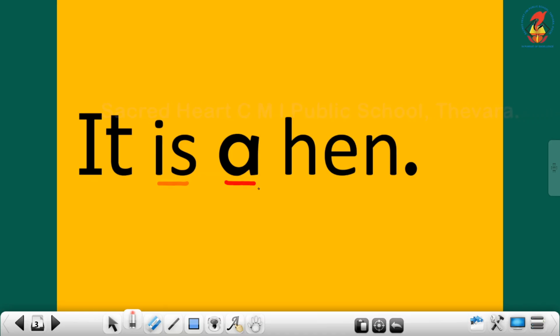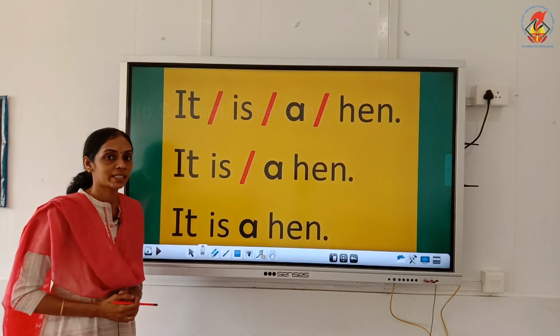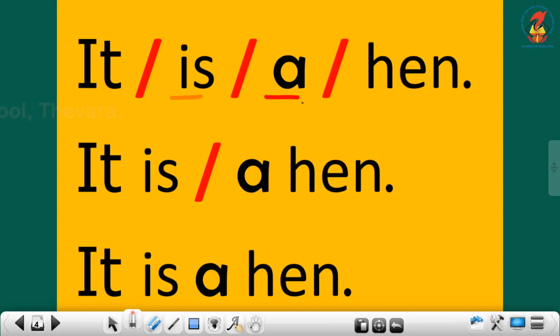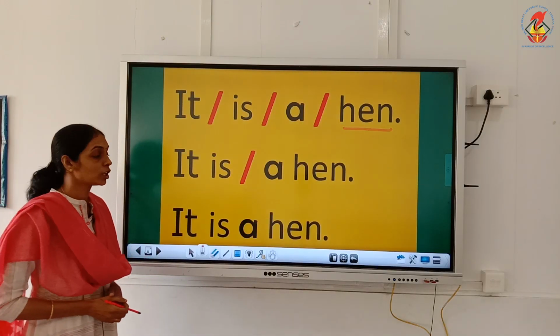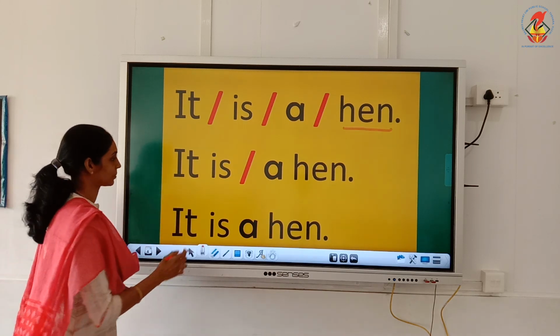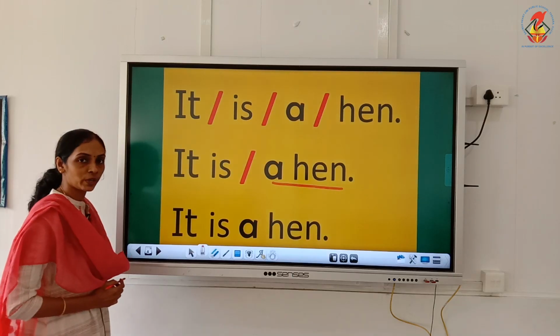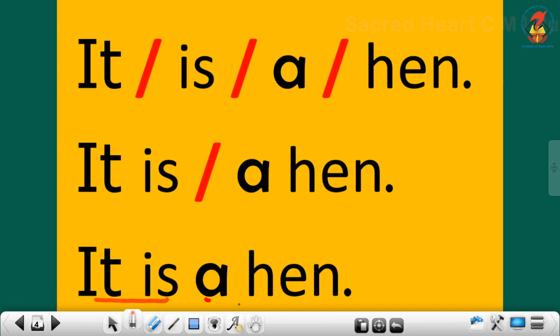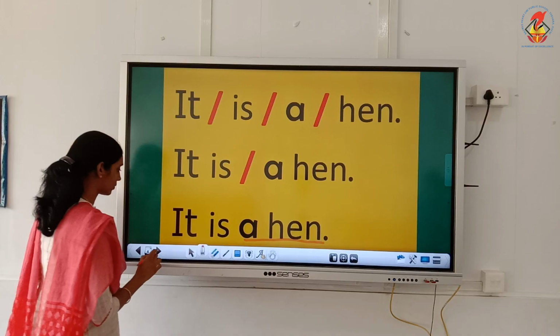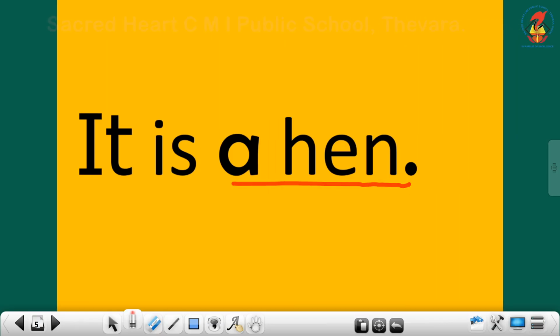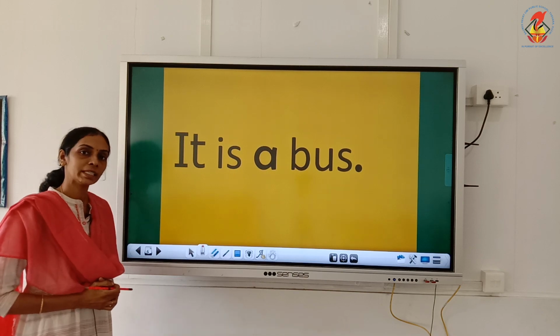It is a hen. Now let us read word by word. It is a hen. Now let us join two words together and read. It is a hen. Read the sentence. It is a hen. Children, how do we read the sentence? It is a hen. Now let us move on to the next sentence.